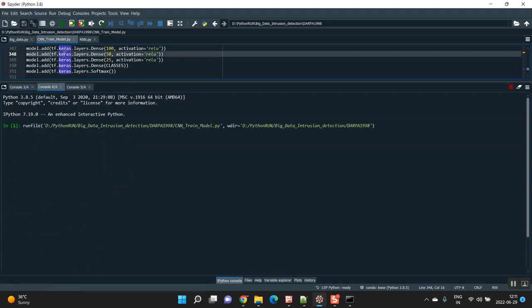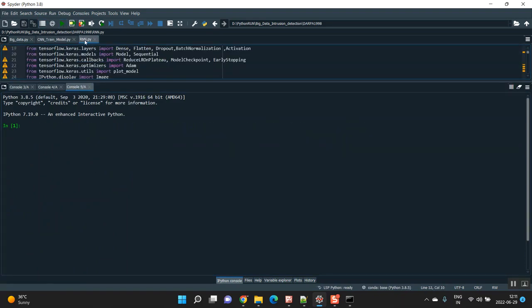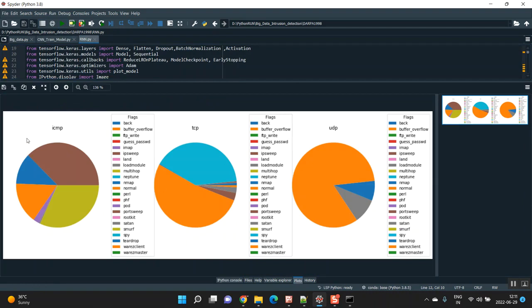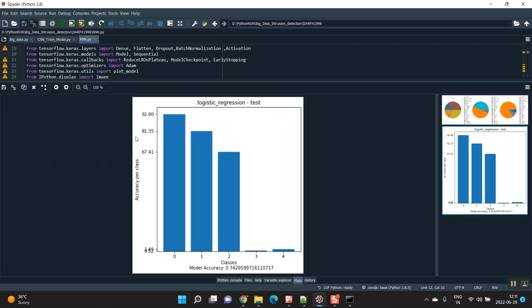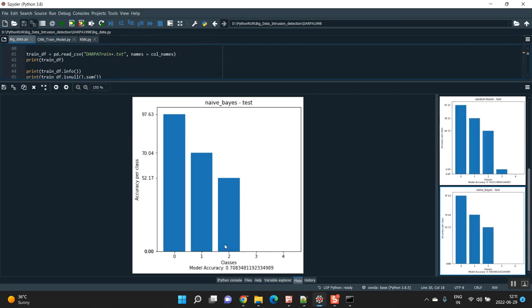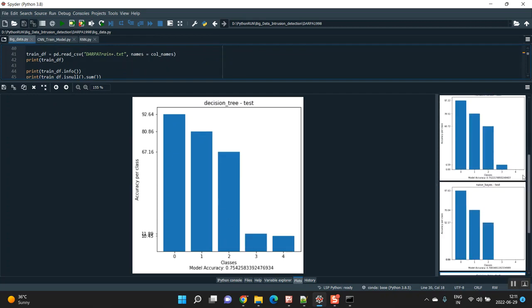I started to execute the CNN train modules, and also I started to execute RNN here. CNN and RNN will take a huge time. So you may see here, based on the protocol type, what type of flag, based on ICMP, based on TCP, based on UDP. And here also I have imported the accuracies for logistic regression. I am calculating classes 0, 1, 2, 3 and 4 in total based on U2R and the other things which we had already imported. Based on that, I converted them into the class names, and based on that, these are the accuracies for all the algorithms.